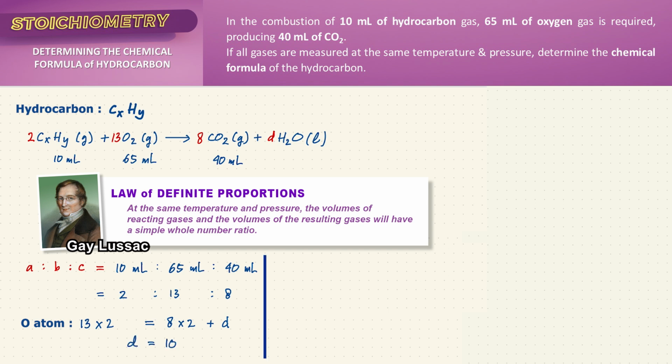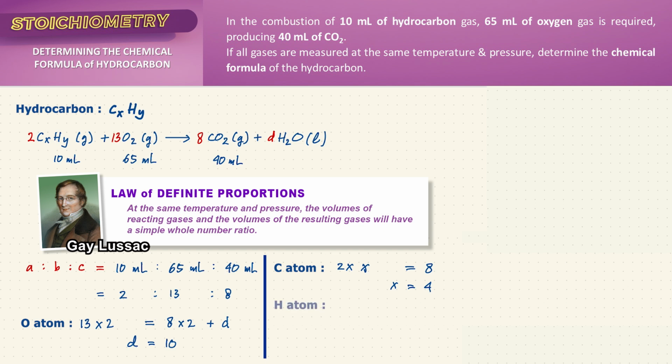Next, let's balance carbon atoms. On the left side, we have 2 times x carbon atoms. And on the right side, we have 8 carbon atoms. We get the value of x is 4.